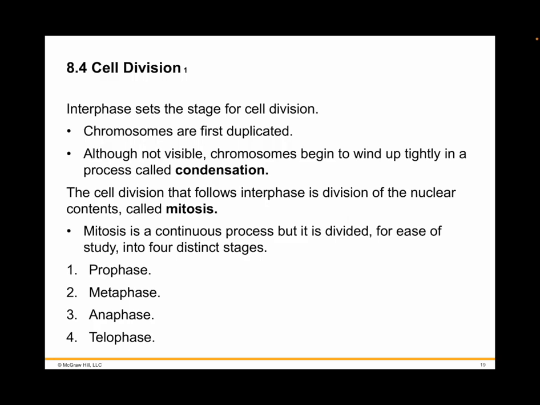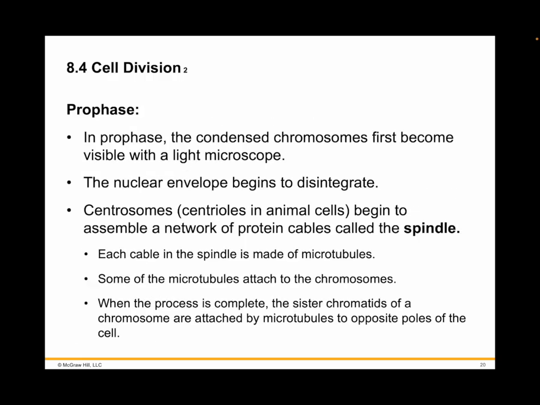So let's get into the process of mitosis. Although the process of mitosis is continuous, the stages flowing smoothly into one another, for ease of study, mitosis is traditionally subdivided into 4 stages, known as prophase, metaphase, anaphase, and telophase. In prophase of mitosis, the individual condensed chromosomes first become visible with a light microscope.